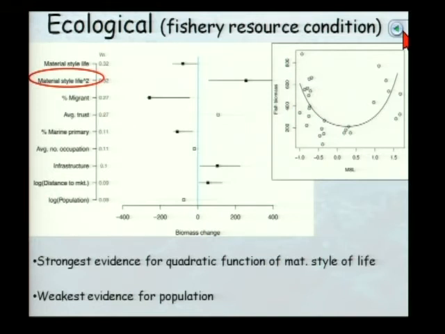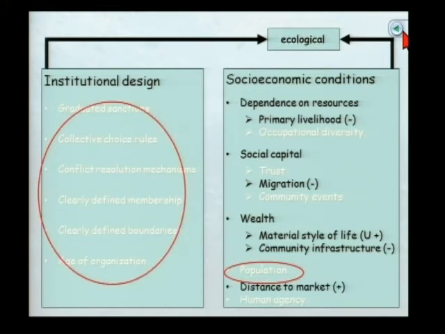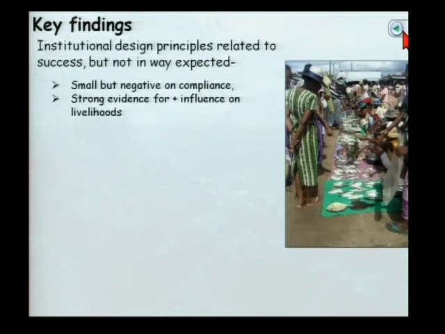These results are broadly consistent with a study we did with a completely different data set in different countries and presented last year. The weakest evidence that we have is for population. So again, just to summarize these results very briefly, we see measurable changes in fish biomass with this quadratic function of material style of life, where there are levels of migration, where people are dependent on resources, and where they're far from markets. We don't see measurable changes with any of these institutional design principles or with population.